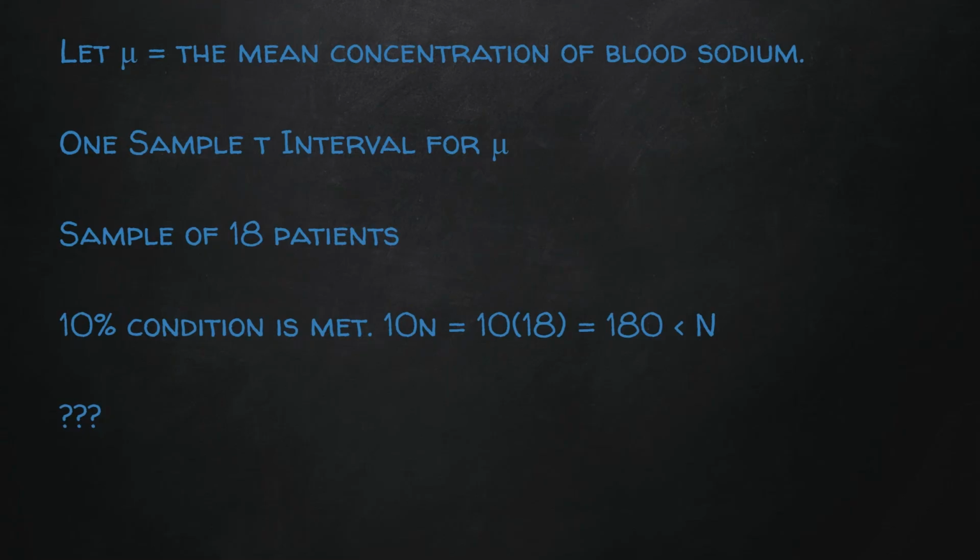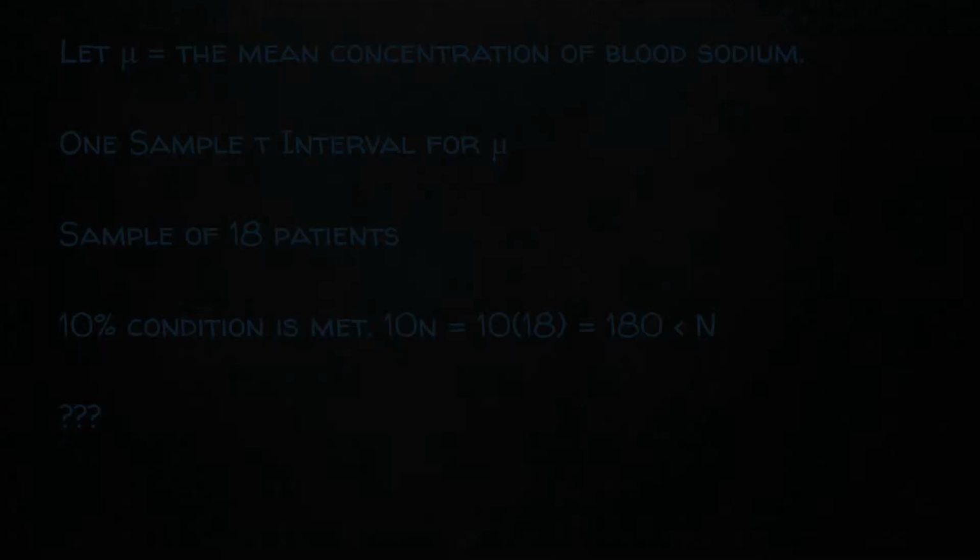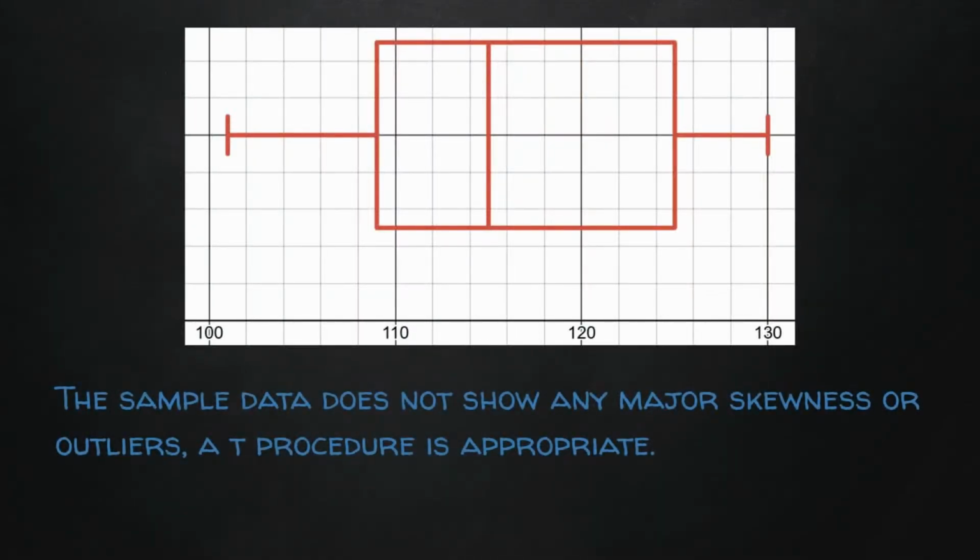Now, for normality, we're in a little bit of a pickle. It didn't tell us if the sodium concentrations were normally distributed, and we don't have enough patients to claim that the central limit theorem applies. So what we're going to do here is we're going to make a box plot in Desmos of the data. You can see the box plot here isn't perfectly symmetric, but it looks pretty decent. So we would draw this box plot on our paper and we would say that the sample data does not show any major skewness or outliers, so a T procedure is appropriate. Here, we're making an assumption that if the sample looks pretty good, then the sampling distribution is probably approximately normal. This is a very big assumption.